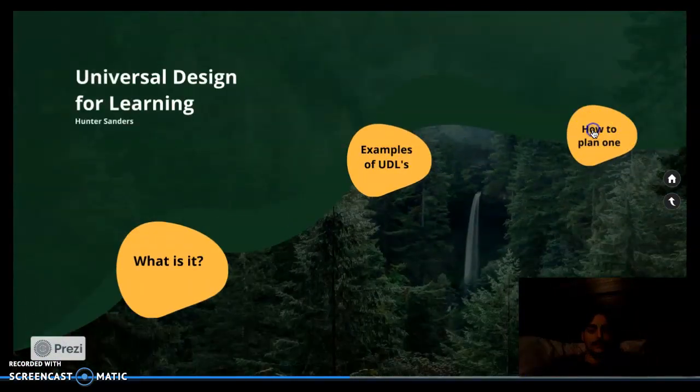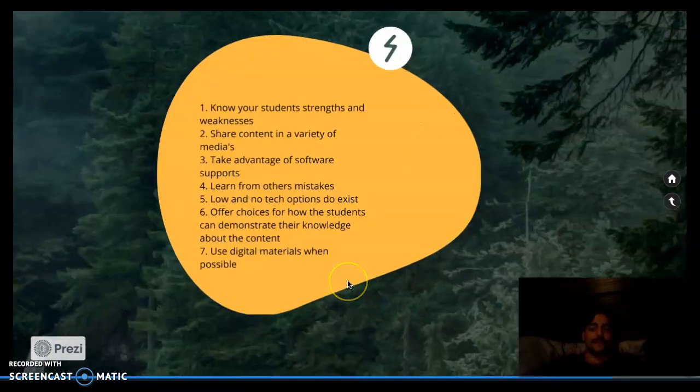And then how would you plan a UDL? Here are some steps that might help you. Know your students' strengths and weaknesses. Share content in a variety of media. Take advantage of software supports. Learn from others' mistakes. If you see a teacher who was trying to aid a student and it didn't end up working for that student, try to come up with other ways.